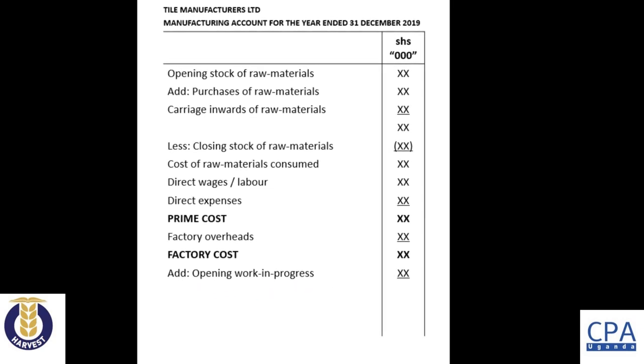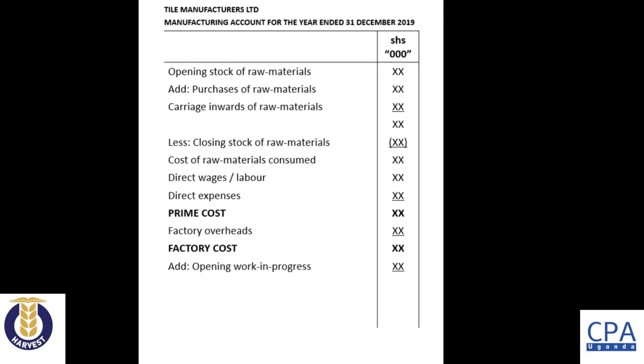Okay, the opening work in progress. Work in progress are the goods that are in the process of being completed. You may find that in the year 2018, maybe there were some goods that did not get completed, and they were completed in the year 2019. So those ones are brought forward and recognized in the year 2019.